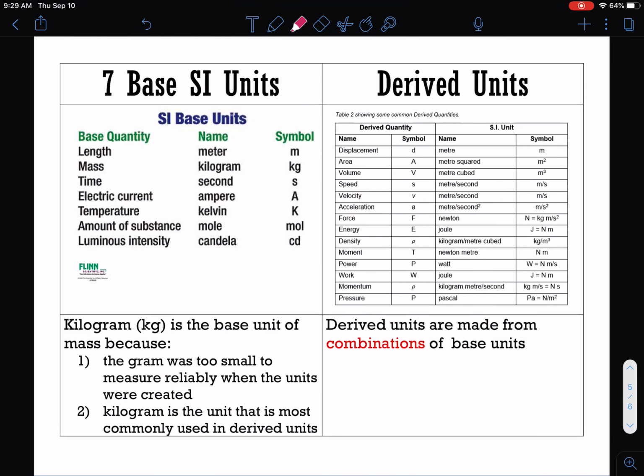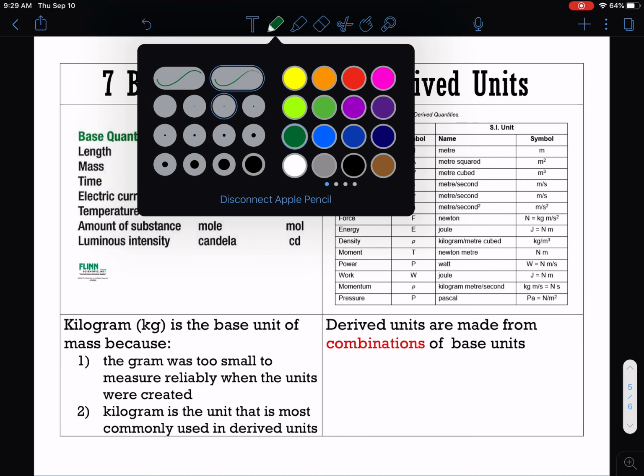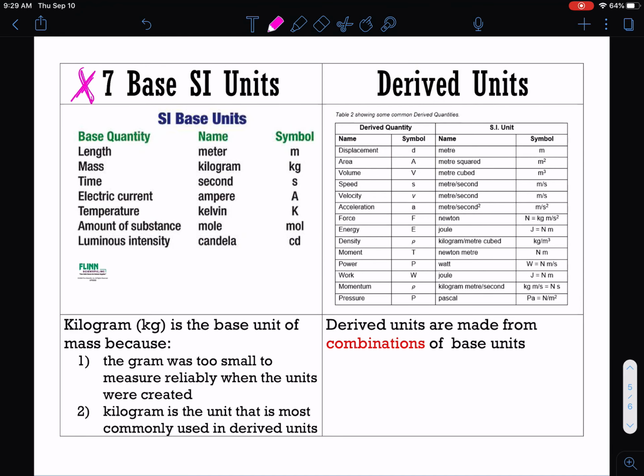Now, with going on here with the SI system, there are 7 base units, and you must know these. You must know these, all 7 of them. You must know that the base quantity length is measured using the meter. Mass, kilogram, time, second, electric current, ampere. You ever hear of an amp? That's where it comes from.